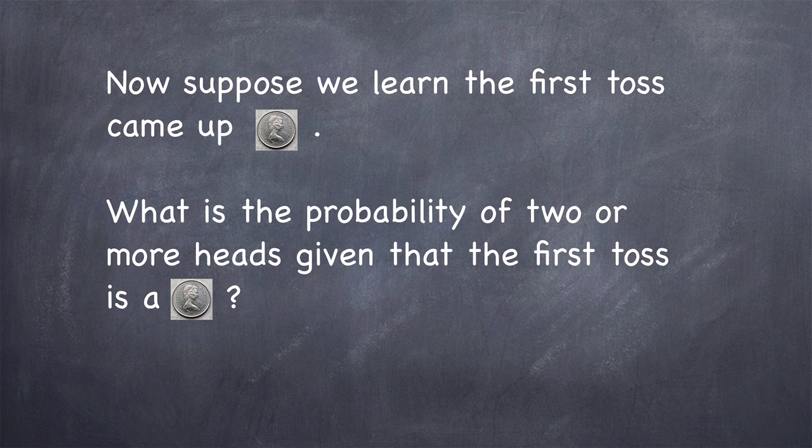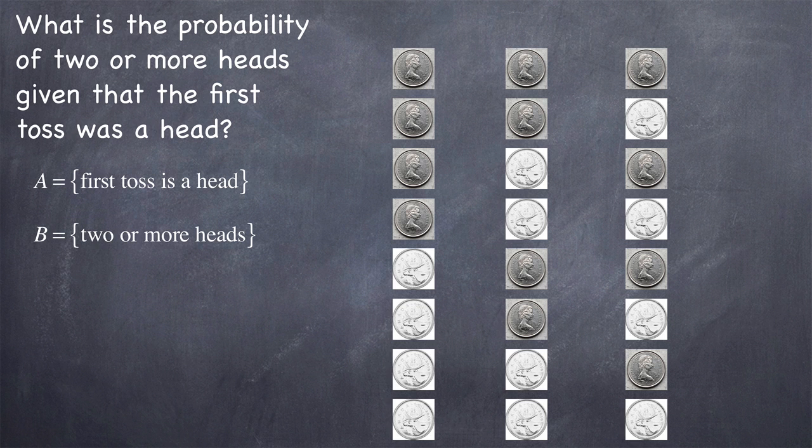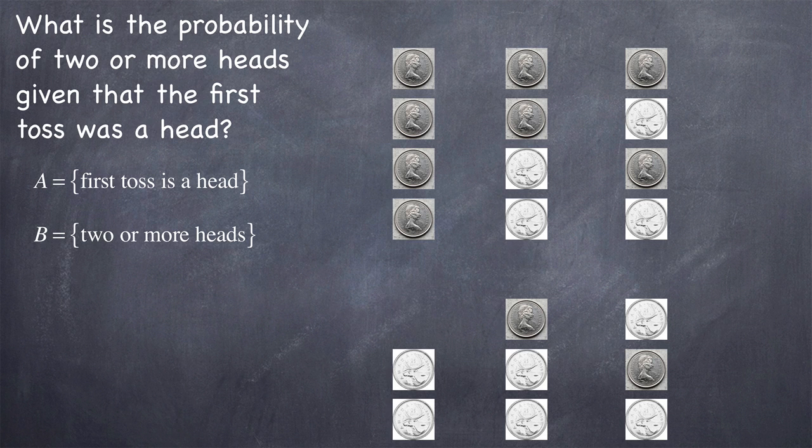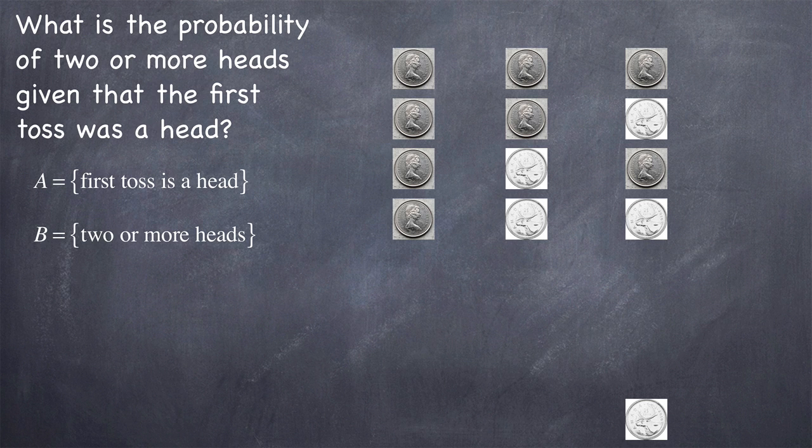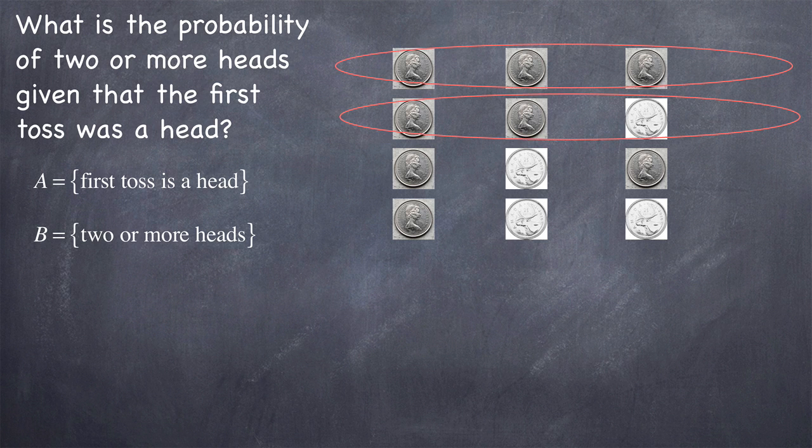Now suppose that we learn that the first toss is a head. What is the probability of 2 or more heads given this information? Since we are given the information that the first toss was a head, we can eliminate all the outcomes where the first toss was not a head. Among the outcomes where the first toss was a head, these 3 have at least 2 or more heads.